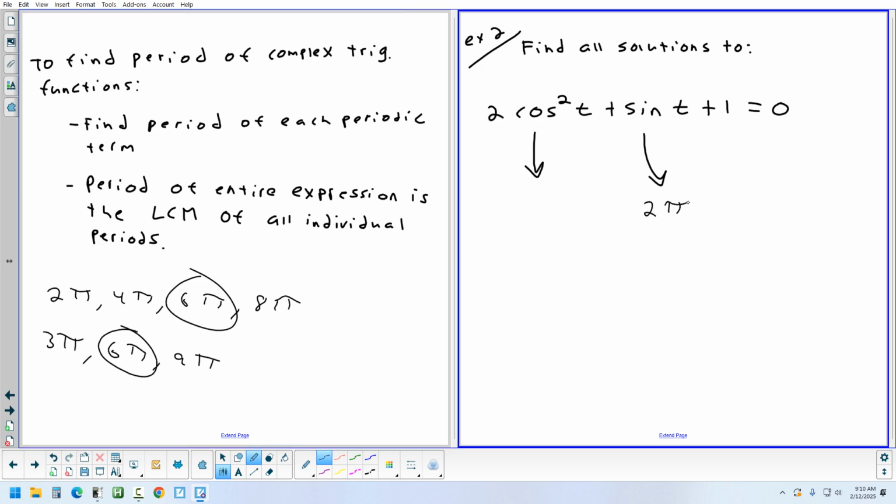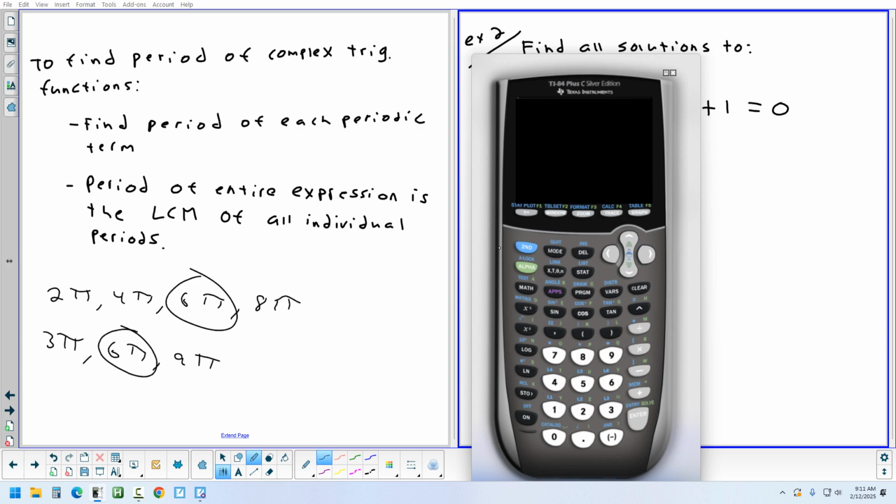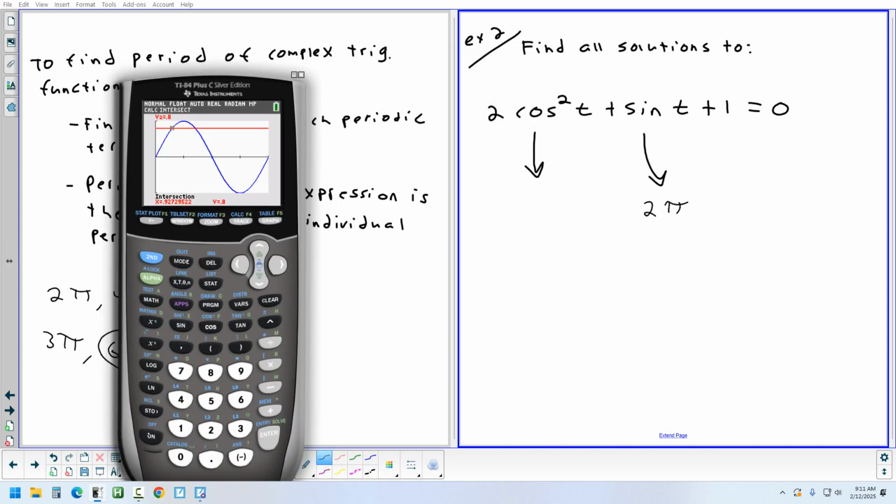Okay, so we know right away the period can't be less than 2 pi, because the least common multiple can't be any smaller than the individual periods that you find. Okay, so it's at least 2 pi. Maybe it's more. Now we're going to find the period of cosine squared.